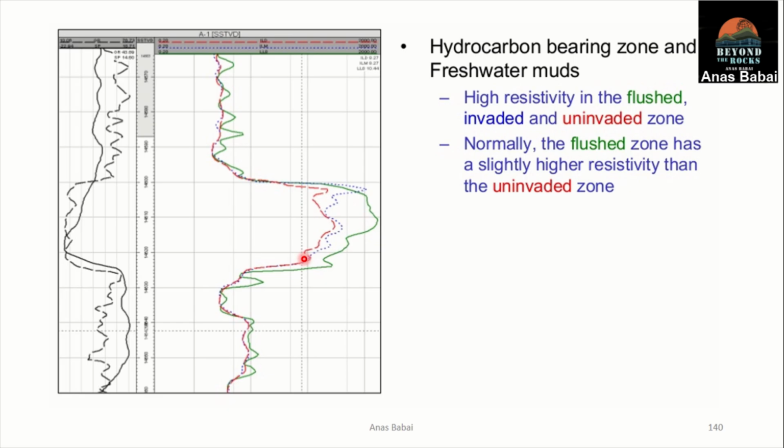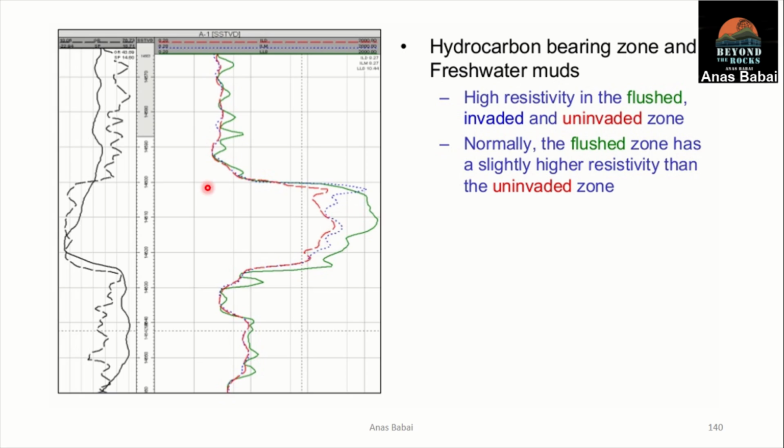But normally the flushed zone will have higher resistivity than the uninvaded zone. We can see that the fresh water in the flushed zone has high resistivity compared to the uninvaded zone, and that's maybe due to the fact that there is always formation water, and this water, which has some conductivity, will slightly reduce the resistivity of the hydrocarbon in the uninvaded zone.